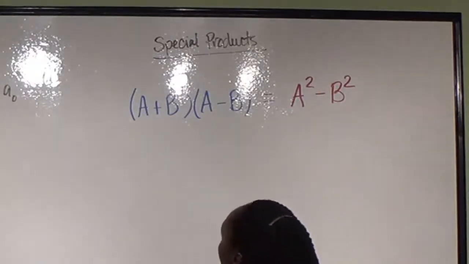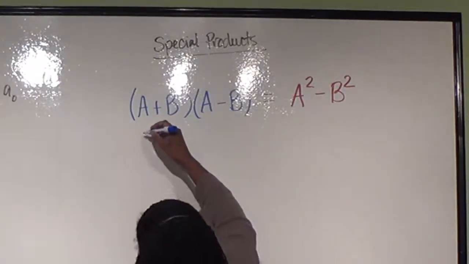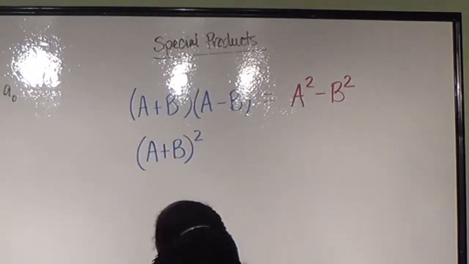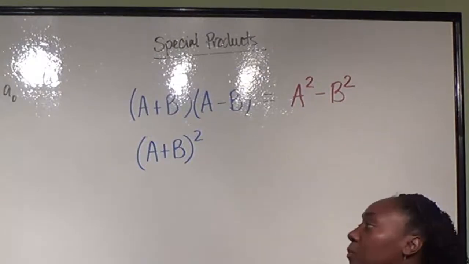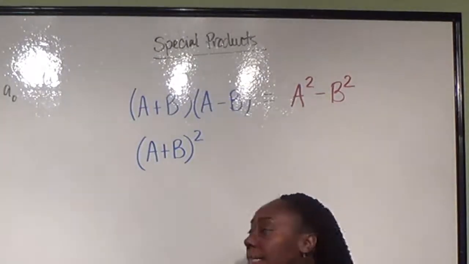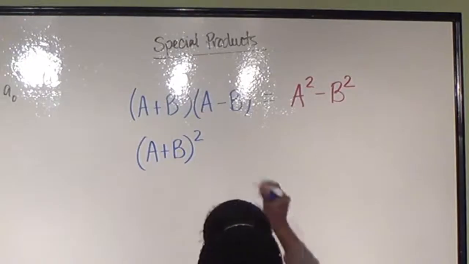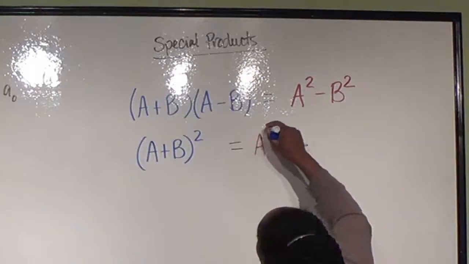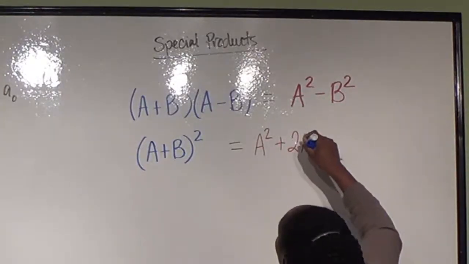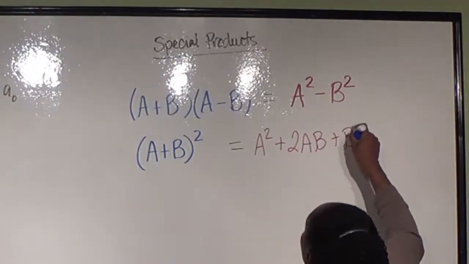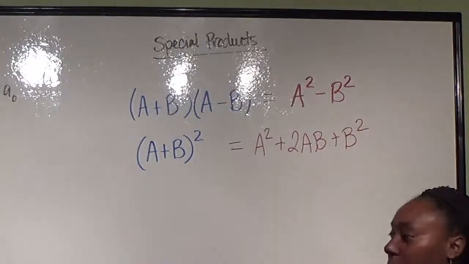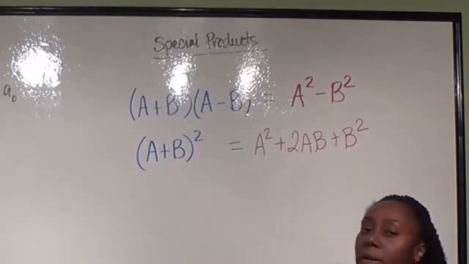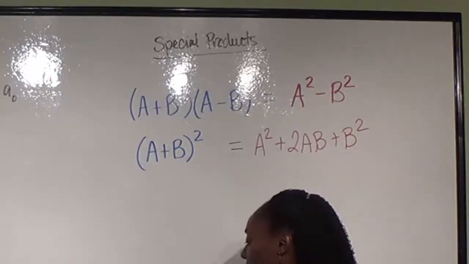Okay. My second property says that if I have the same term with the same sign being multiplied by itself, this is going to equal A squared plus 2AB plus B squared. So when I multiply out those middle terms, it's just going to be twice the product of the first and the last term.